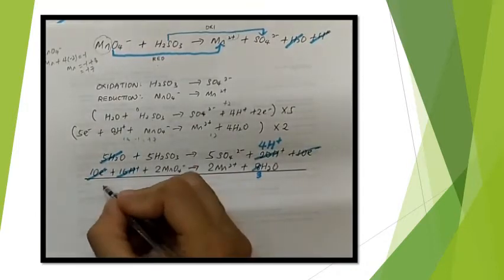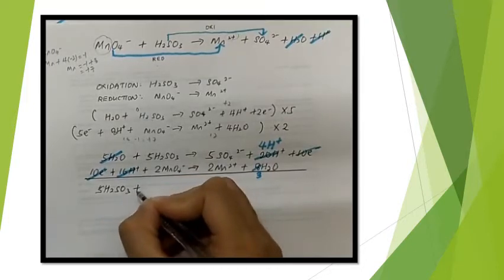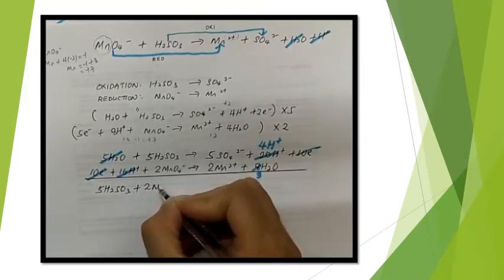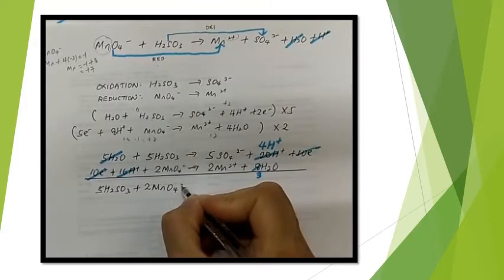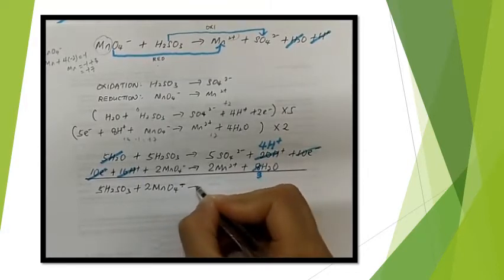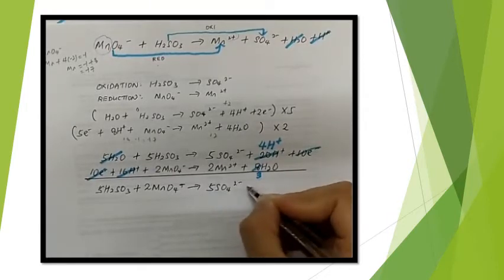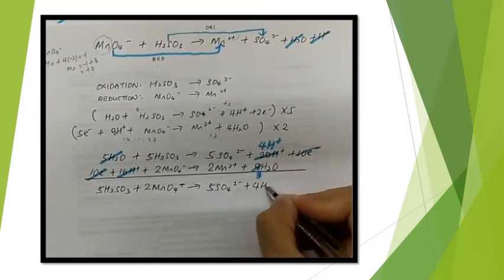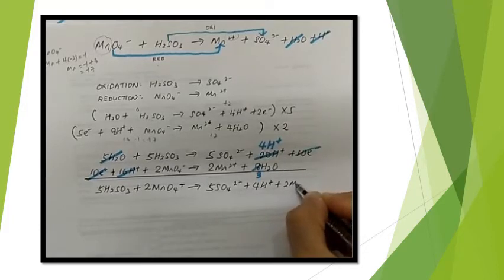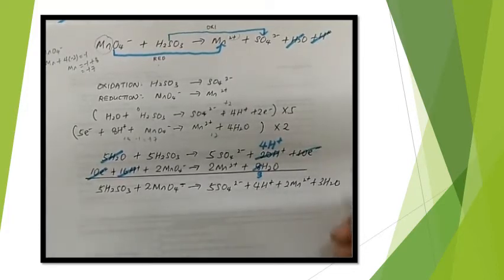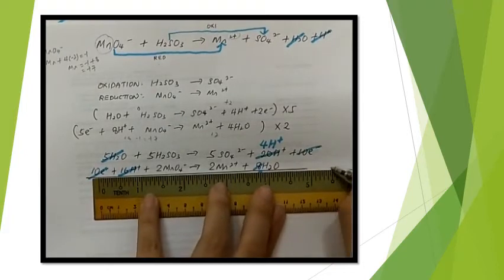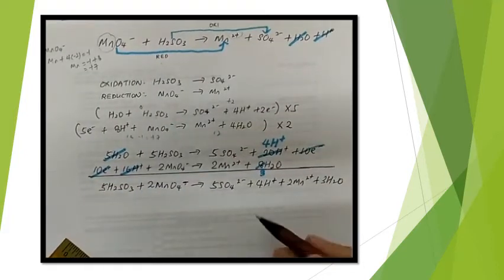So for here is 5 H2SO3 react with 2 MnO4 negative, then produce 5 SO4 2 negative plus 4 H plus, 2 Mn2 plus, 3 H2O. Okay, before we finish, I need to check the number of atoms for both sides.